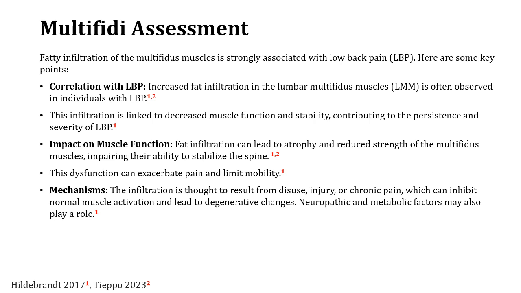Then mechanisms: the infiltration is thought to result from disuse, injury, or chronic pain. The previously cited article from Hodges in 2019 does a fantastic job at laying out the sequential fashion and the mechanisms at play that lead from initial injury to acute, subacute, and then eventually chronic, and how that affects the multifidi, not only their function, but the fatty infiltration and the atrophy that persists. In this, the multifidi can be inhibited from normal muscle activity, leading to the degenerative changes, as I mentioned. And then neuropathic and metabolic factors may also play a role in the multifidi changes.